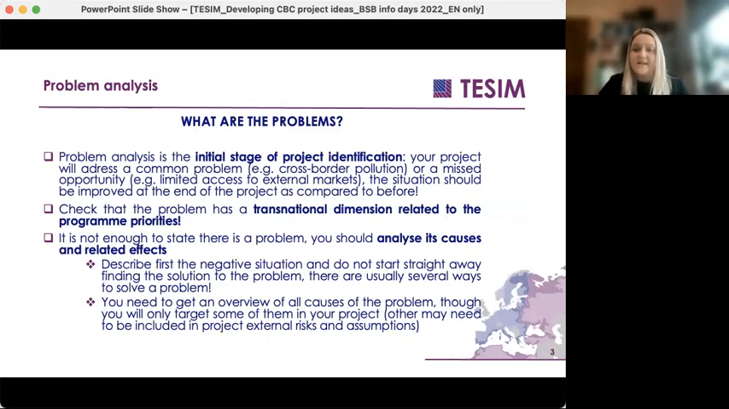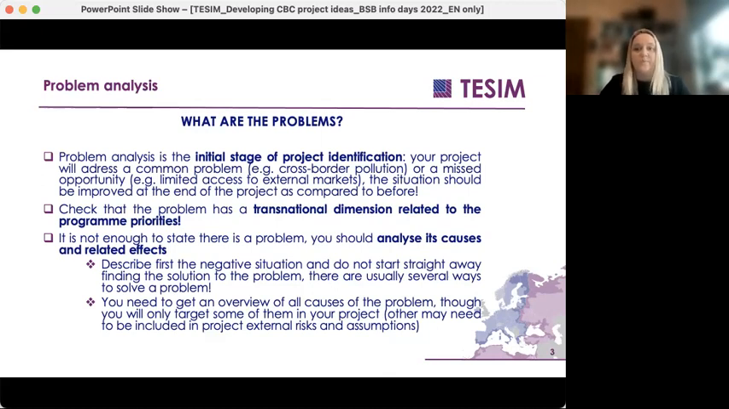Problem analysis is the initial stage in the project development, and your project must address a common problem or focus on overcoming a constraint that is common, so that the situation can be improved at the end of the project compared to what it is now. And it is not simply enough to state that you know what the problem is. You need to demonstrate the relevance and coherence in your project proposal.